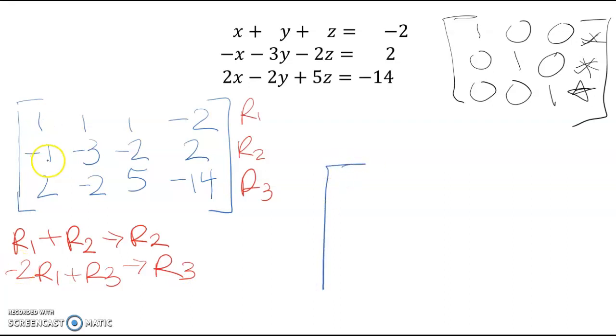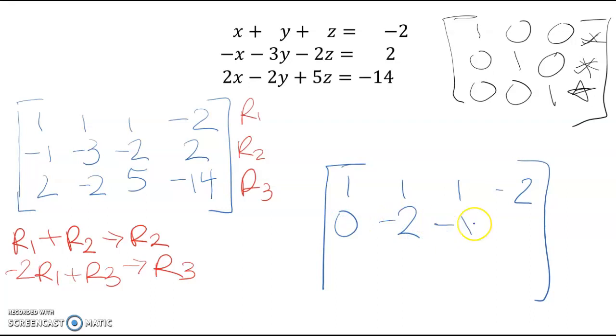So 1 minus 1. So first, our first row is not getting replaced at all. So I have 1, -1, 1 and -3. 1, -2, -2, and 2. Okay. And then I'm going to do -2 row 1 plus row 3. So -2 plus 2, -2 and -2, -2 and 5, and then I have 4 and -14. Okay.